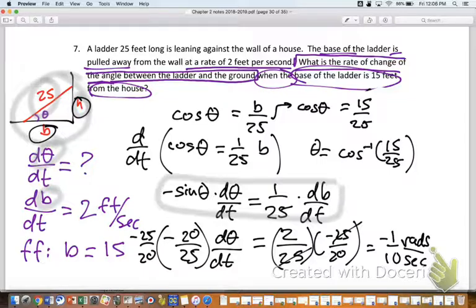Anybody else? Question, comments, concerns? Gretchen? Will there ever be one with three variables in it? I can think of one like that. I can think of ones where I've seen a circle and a radius and a diameter and a circumference, all of which are changing, and you have to figure out how to relate all those together.